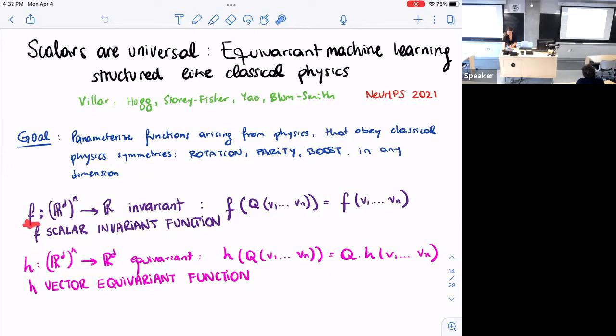Let f be a function that takes n vectors in Rd and outputs a real. This function is invariant, meaning that if I apply a rotation to every one of the input vectors, then the function doesn't change, for any rotation. And those are the functions that I want to parameterize. And then I'm going to parameterize the functions h that take n vectors in Rd and output a vector that is equivariant. So if I rotate the inputs, then the output rotates in the same way. So how do I do that?